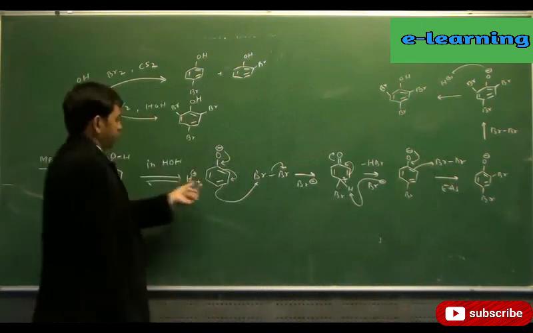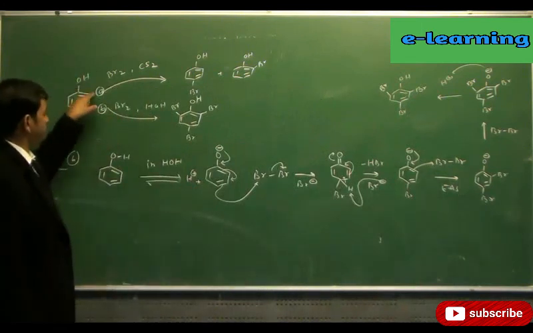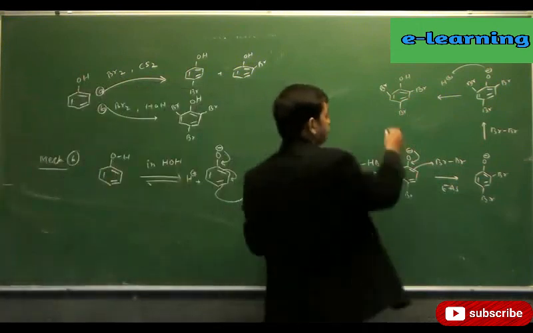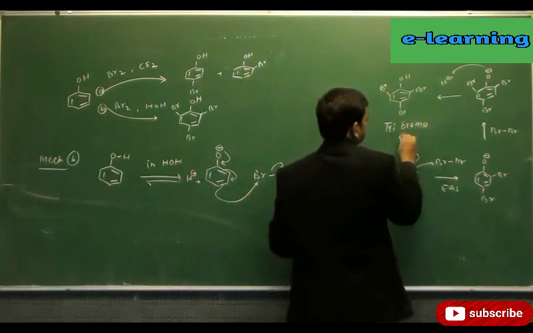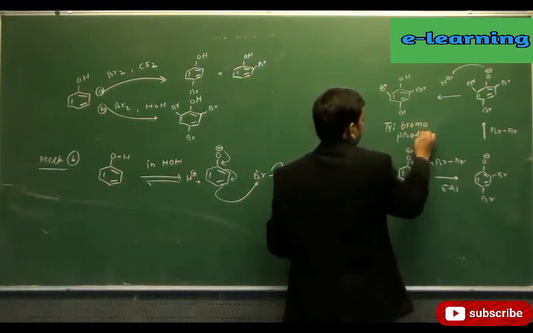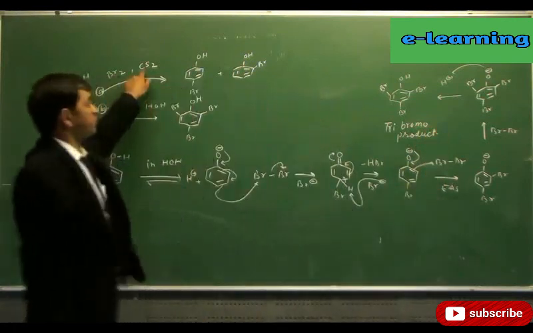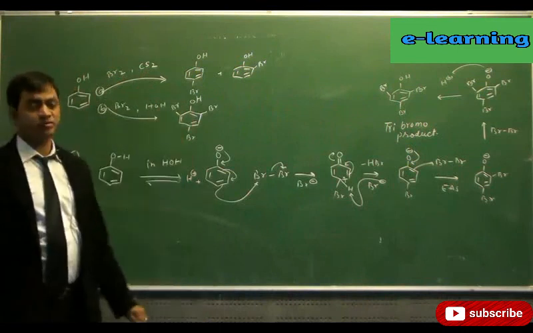In water it dissociates into phenoxide, which is more reactive than phenol. That is why all three positions, the ortho and para positions, are occupied by Br, and we obtain the tribromo product. On the other hand, this is a non-polar solvent, so it is not reactive. That is why it gives the monobromo product.